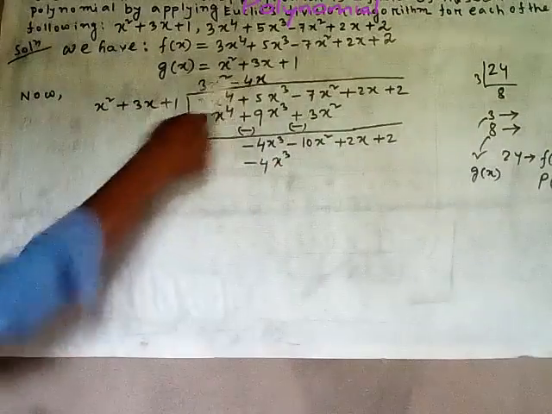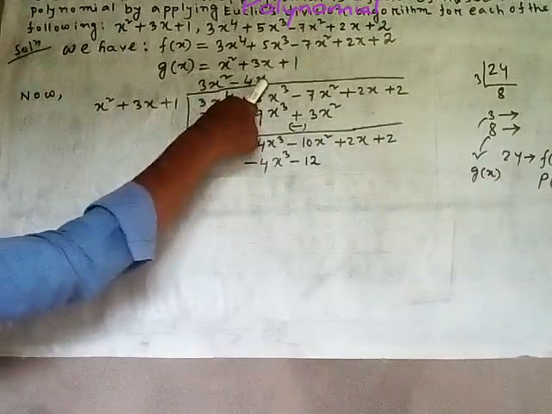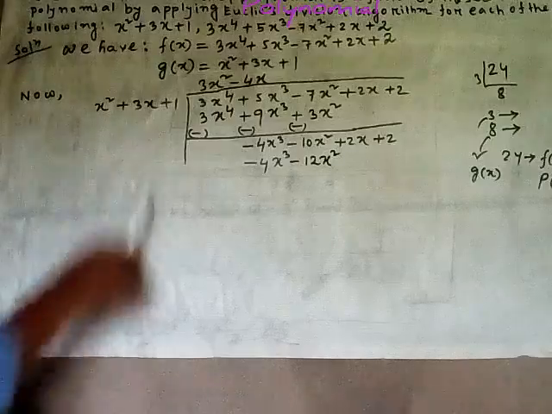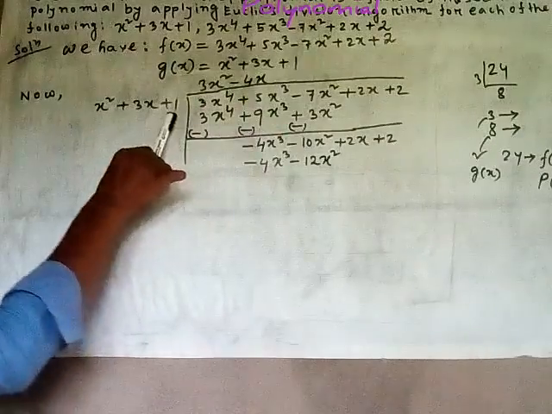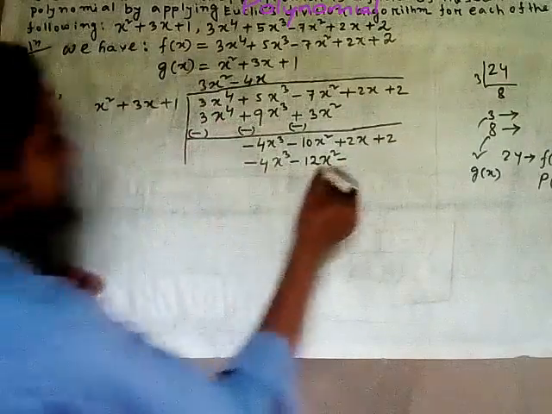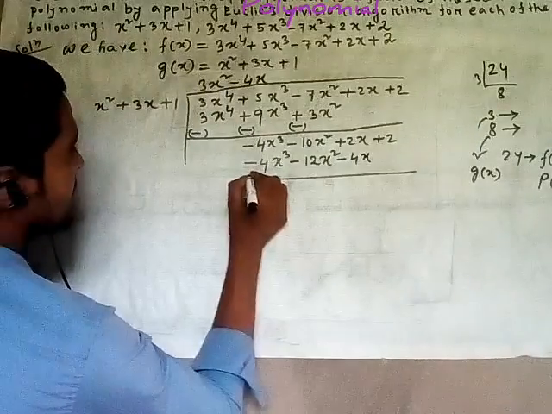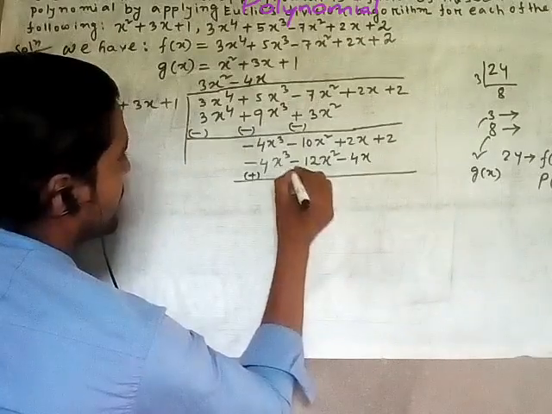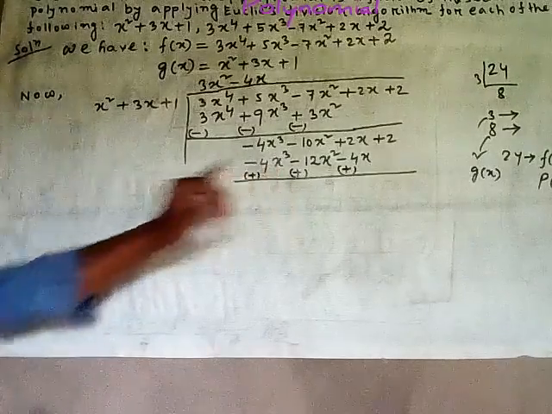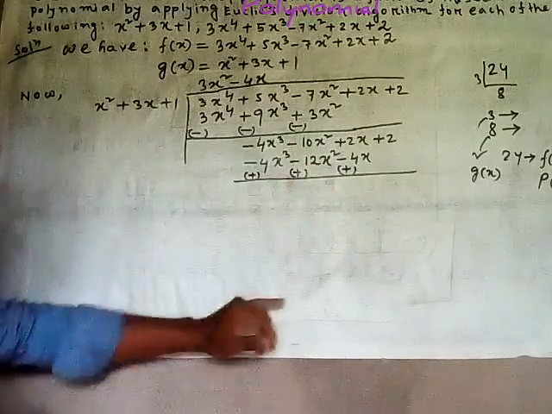Again minus 4 into plus 3, plus and minus, minus 12, and x into x, x square. Then plus 1 into minus 4x, plus and minus, minus 1 into 4x, only 4x. Again we have to do subtraction, then the symbols will be changed like that. So minus 4x cube plus 4x cube cancel, minus 10x square plus 12x square. So plus and minus we have to do.